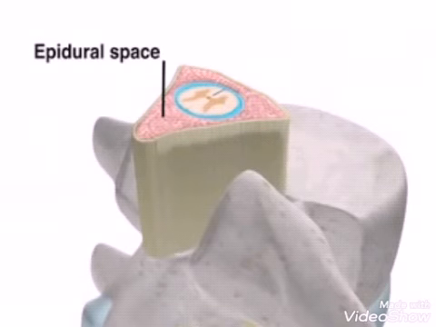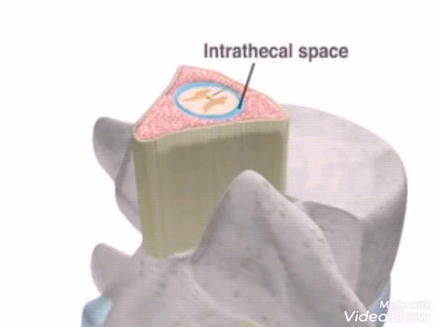The epidural space surrounds the dura mater, which forms the outermost boundary of the intrathecal space. The intrathecal space contains cerebrospinal fluid and the spinal cord.